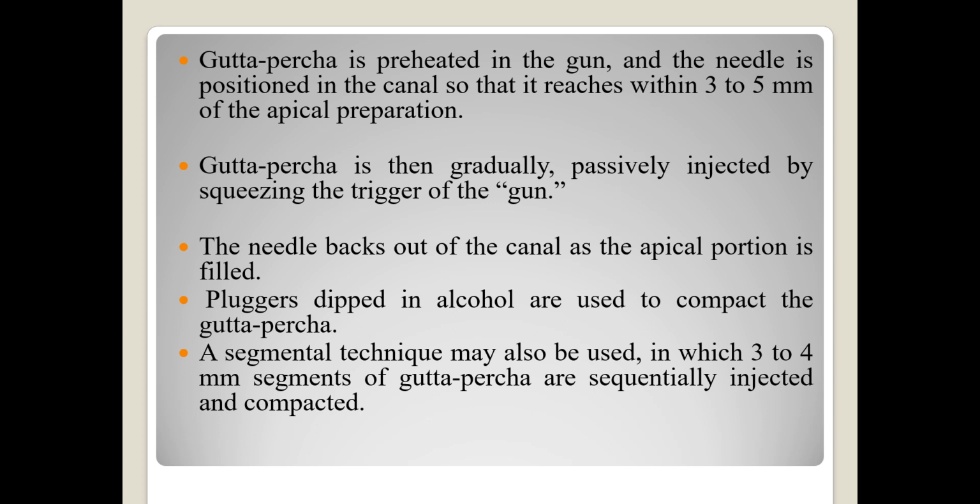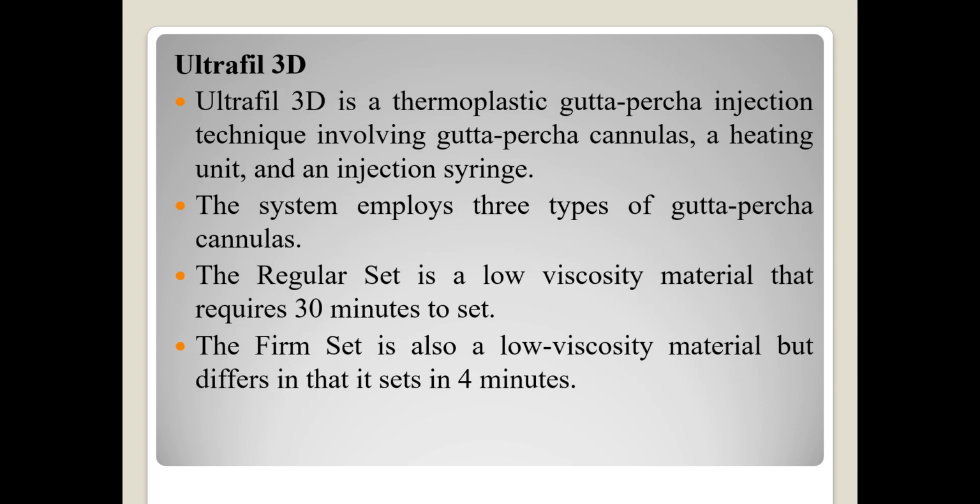Pluggers dipped in alcohol are used to compact the gutta-percha. The segmental technique may also be used, in which 3 to 4 mm segments of gutta-percha are sequentially injected and compacted. Coming on to the Ultrafil 3D.